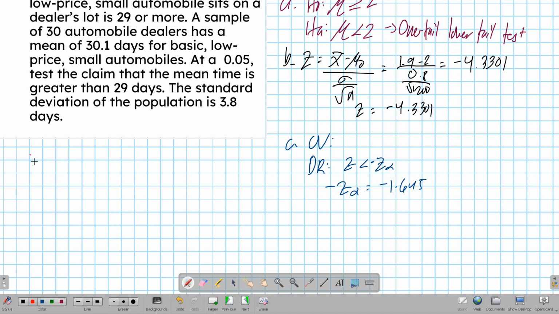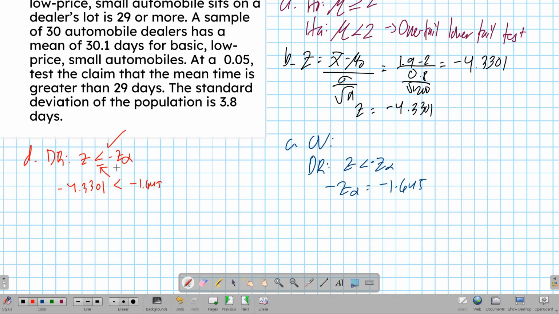So now for our decision, the decision rule is that z should be less than or equal to negative z alpha, for a one-tail lower tail test. The z value we got is negative 4.3301. Is that bigger than or less than negative 1.645? As we compare the two, negative 1.645 is bigger. So therefore, we now follow our decision rule, our rejection rule.